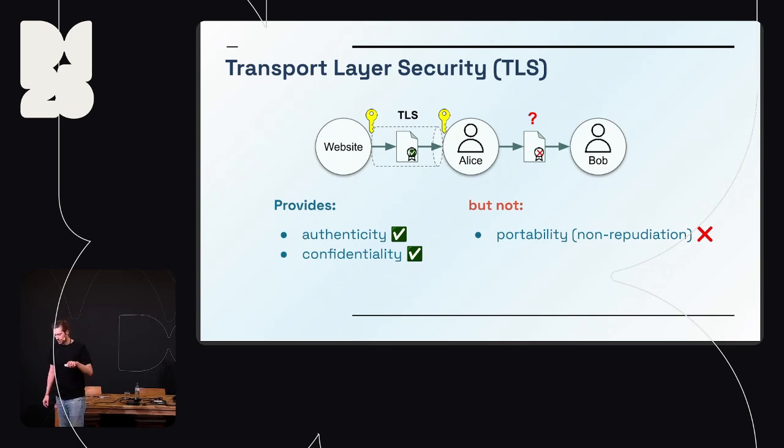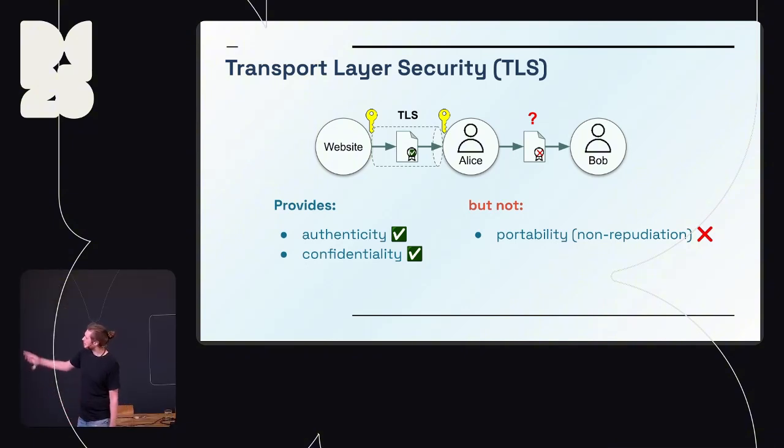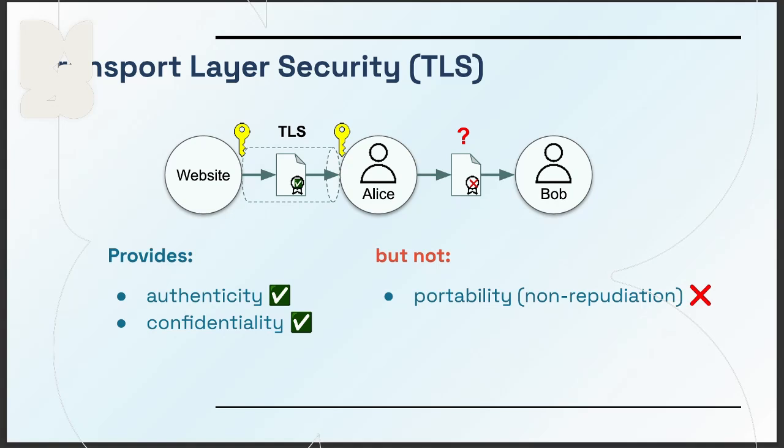Coming back to what I said in the beginning, you have authenticity and confidentiality, but what you don't have is portability of data. There's a cryptographic term for that, which is called non-repudiation. Bob has no reason to believe that the data Alice sent to him is really coming from the website and not made up by her. The reason is that in TLS, the keys you use to encrypt the data are symmetric keys. If you have a look here, the yellow keys, Alice has the same key the website uses for sending out the data, encrypting it and creating authentication tags. So she could just come up with some data, encrypt it and create the tag herself, and then send it to Bob. And there's no way for him to differentiate between those two scenarios.